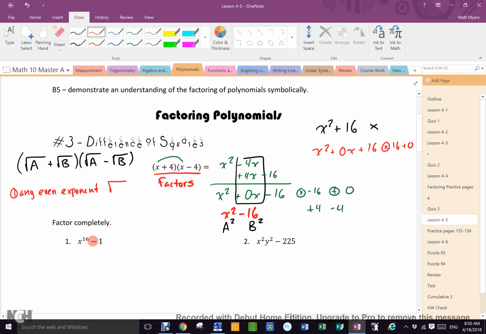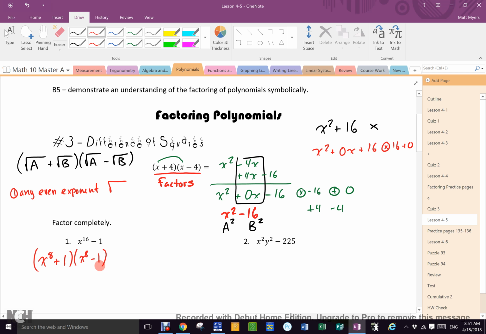Is it a difference? Am I subtracting? Yeah. Is 1 a perfect square? Does 1 have a square root? Sure it does. 1 times 1. So this is a difference of squares, which means I can follow this pattern, can't I? Square root the first one. What's the square root of x to the 16th? X to the 8 plus, what's the square root of the second one? 1. And then what is it? Same thing. X to the 8th minus 1. Is everybody cool?